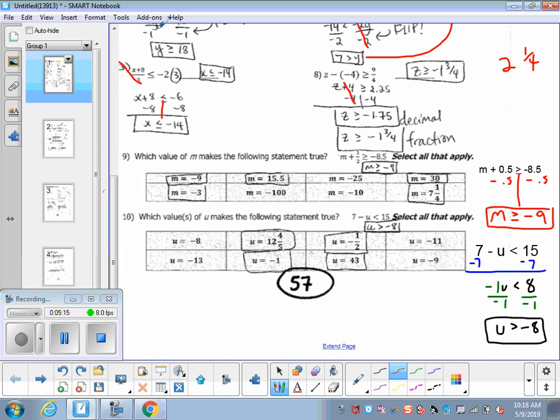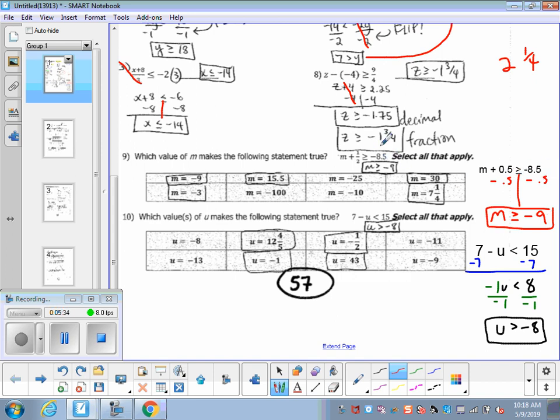Now for questions 9 and 10, they are select alls, and I would highly recommend for these types of problems to just go ahead and solve the inequality like I did over here, and then go through and pick your answers. So for number 9, I'm just subtracting the 0.5 on both sides. The 1/2 is a 0.5, so I've got a same sign, add and keep.